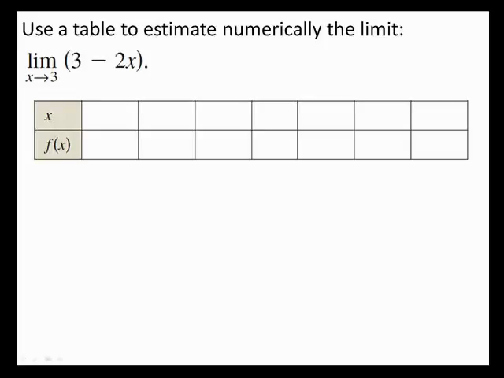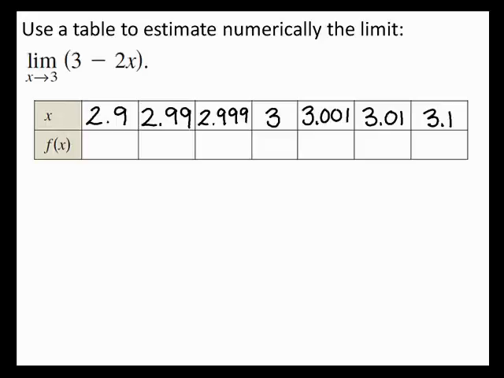Use a table to estimate numerically the limit of 3 minus 2x as x approaches 3. Because you want to know the limit as x approaches 3, test numbers near 3. Test the numbers 2 and 9/10, 2 and 99/100, 2 and 999 thousandths, 3, 3 and 1,000th, 3 and 100th, and 3 and 1/10.